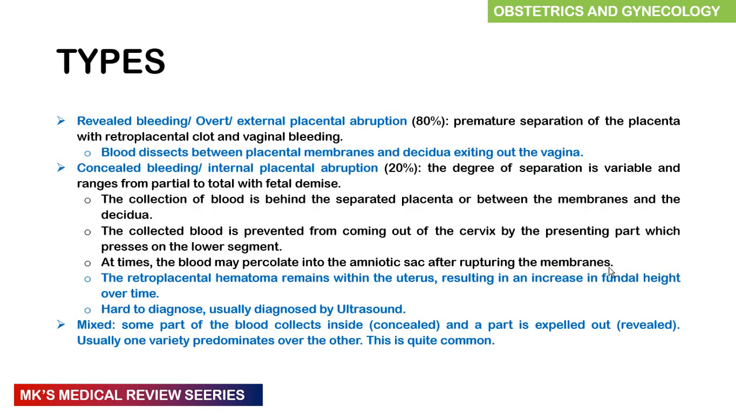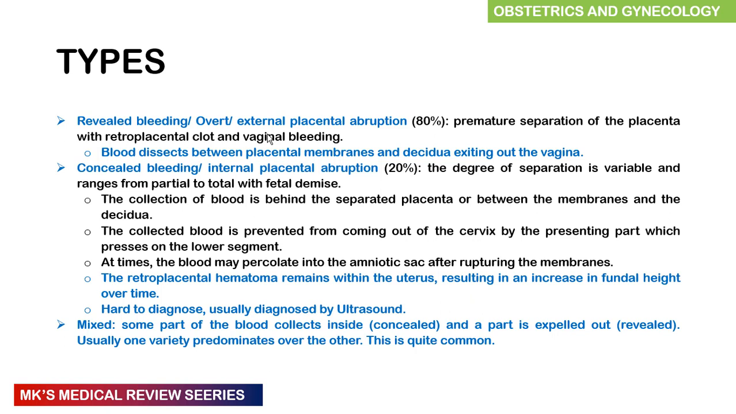Now, what exactly are the types of bleeding that you may have? So you may have pretty much your revealed bleeding, or you may have concealed hemorrhage. So your revealed or overt, or sometimes referred to as external placental abruption, is the much more common variant, where you have this premature separation of the placenta, and of course you have your retroplacental clot. You also have your vaginal bleeding. Now remember that in this scenario, the blood is going to be dissecting through in between the membranes and the decidua, and then eventually it's going to exit into the vagina. I'll show you a picture just in the next slide.